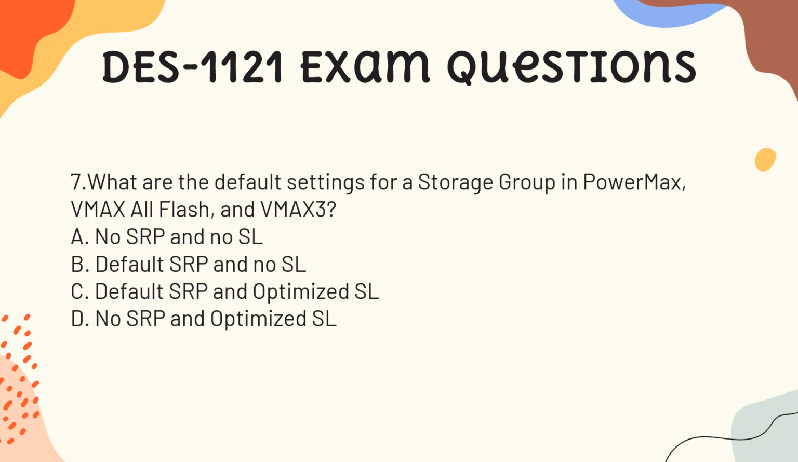7. What are the default settings for a storage group in PowerMax, VMAX All Flash, and VMAX3? A. No SRP and no SL. B. Default SRP and no SL. C. Default SRP and optimized SL. D. No SRP and optimized SL.